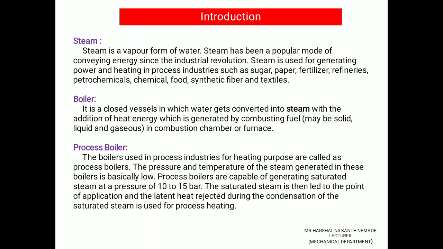The pressure and temperature of the steam generated in this boiler is basically low. Process boilers are capable of generating the saturated steam at the pressure of 10 to 15 bars. The saturated steam is led to the point of the application, and latent heat rejected during the condensation of the saturated steam is used for process heating.